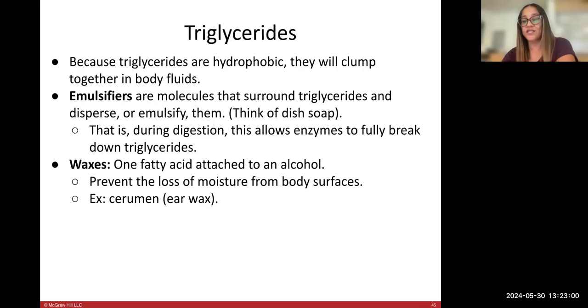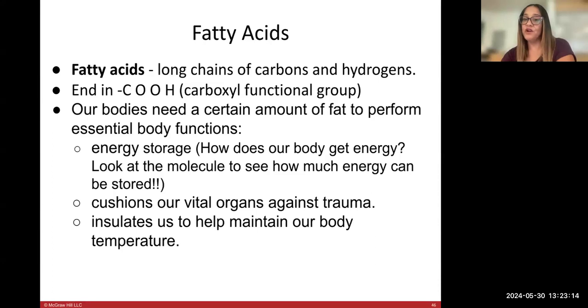Wax is one fatty acid attached to an alcohol molecule. It prevents the loss of moisture from body surfaces. Our earwax, or officially called ceramide, is an example of a wax found in our body, a triglyceride. Fatty acids are long chains of carbons and hydrogens. The molecule always ends in a COOH, so a carbon, two oxygens, and a hydrogen. It's called a carboxyl functional group. Our bodies need a certain amount of fat to perform essential body functions like energy storage, cushions our vital organs, insulates to help maintain our body temperature. So we do need some fat.